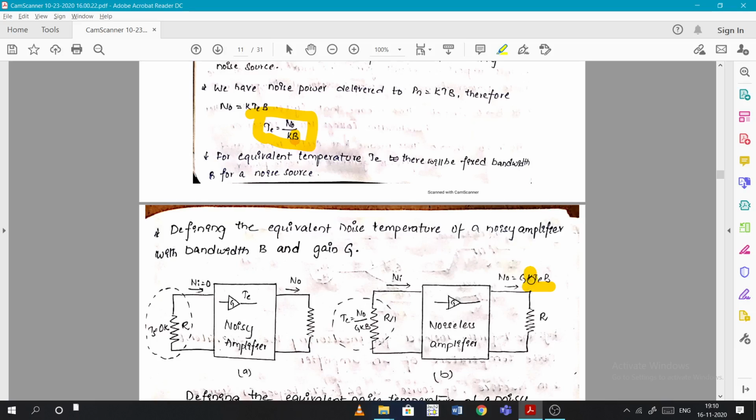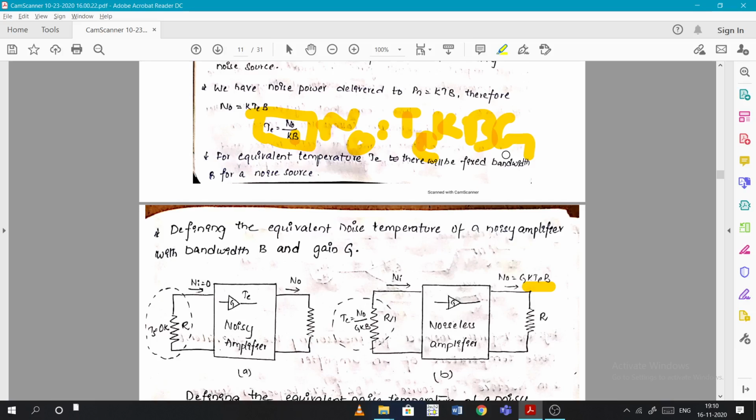That means KTEB, as we have seen here, N naught is equal to TEKB, where this is passed to an amplifier with a gain G. That's what we want as the output.